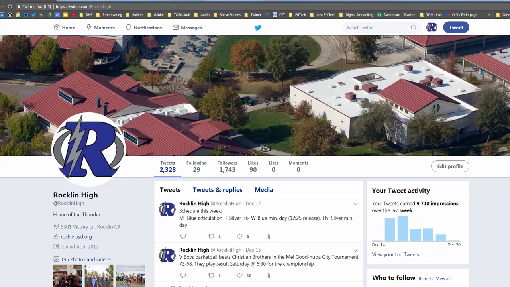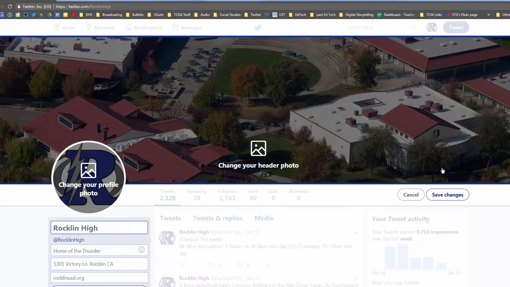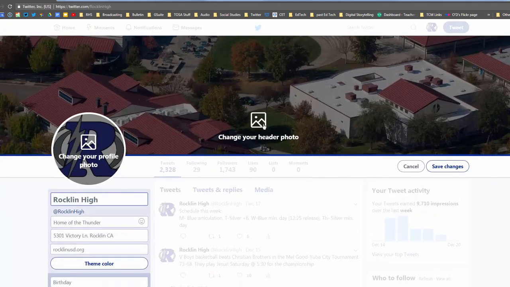You could put a brief, short 140 character description of who you are. So we kept this one brief, just basically who we are, what our mascot is, our address, and you can even put a web address. Now I realize, hey, this isn't correct, so I'm going to jump in to edit this profile. And this is where I can change things. If I wanted to change the header, change the profile, I can do that.